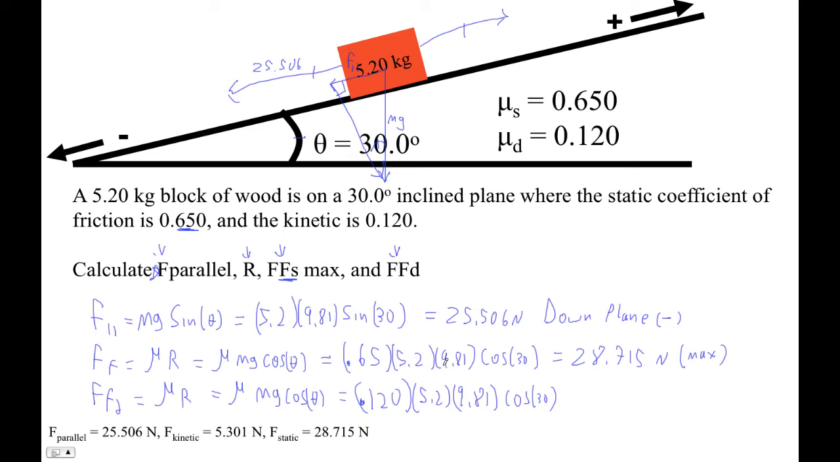Ooh, what did I just do? Times the cosine of 30. I think I hit enter accidentally, prematurely. 5.301.